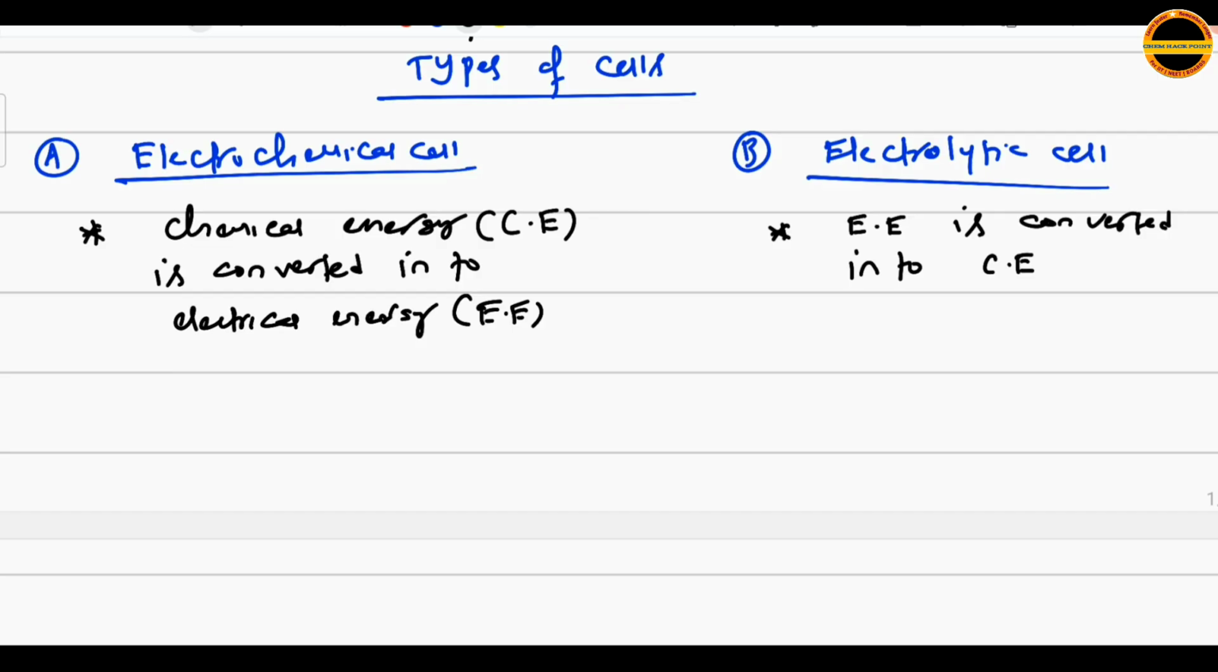First, we are going to discuss the electrochemical cell. Then we are going to start the electrolytic cell. So overall, what does electrochemistry mean here? It deals with interconversion between chemical energy and electrical energy. Electrochemical cell.